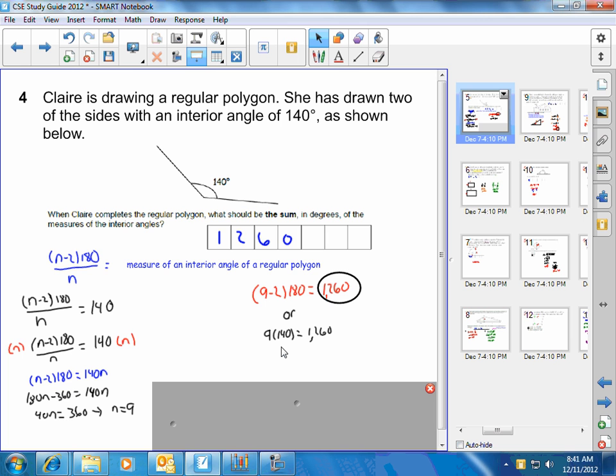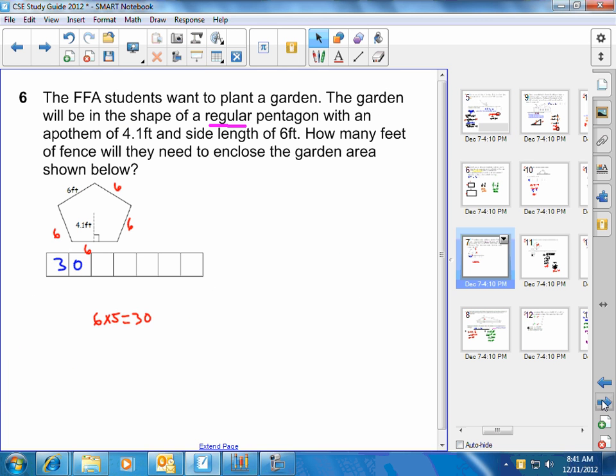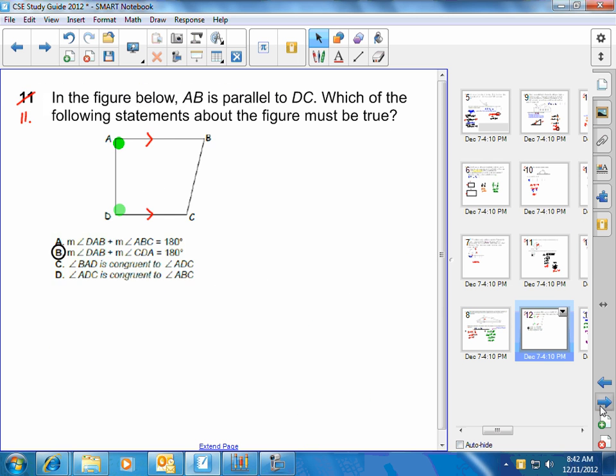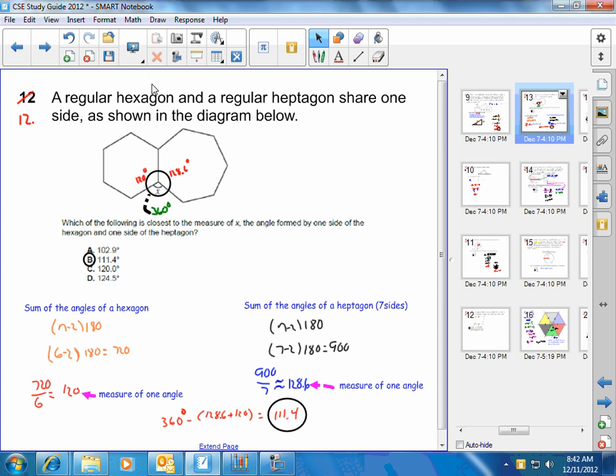Hope that helps. And then let's look at number 12 because it also has to do with regular polygons. So looking at number 12, we have a regular hexagon, which is 6 sides, and a regular heptagon, which is 7 sides, as shown below. Okay, so we have a 6-sided and a 7-sided regular polygon. And the question is, what is the measure of x?